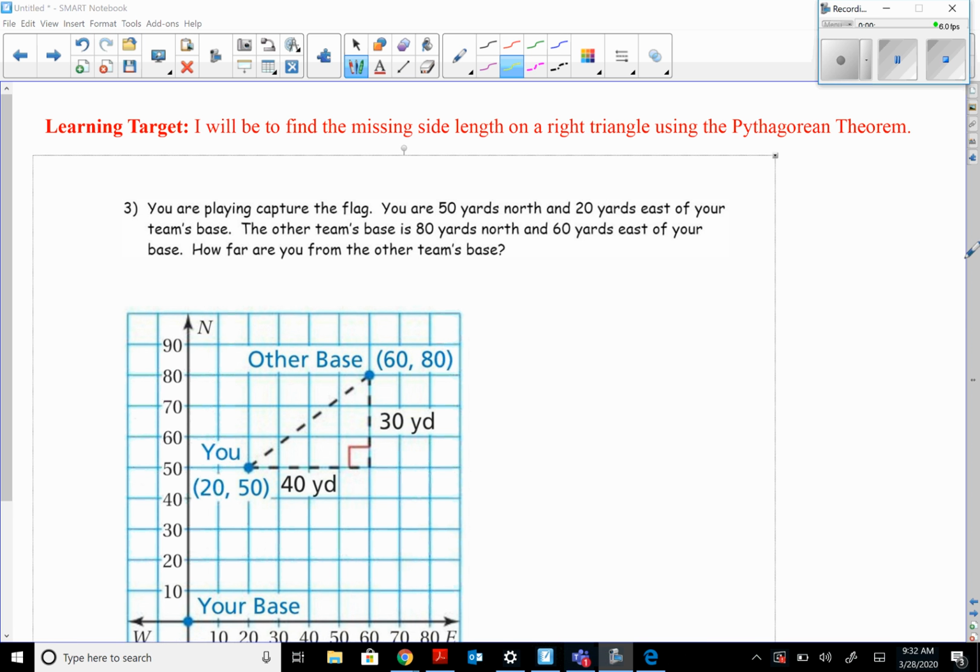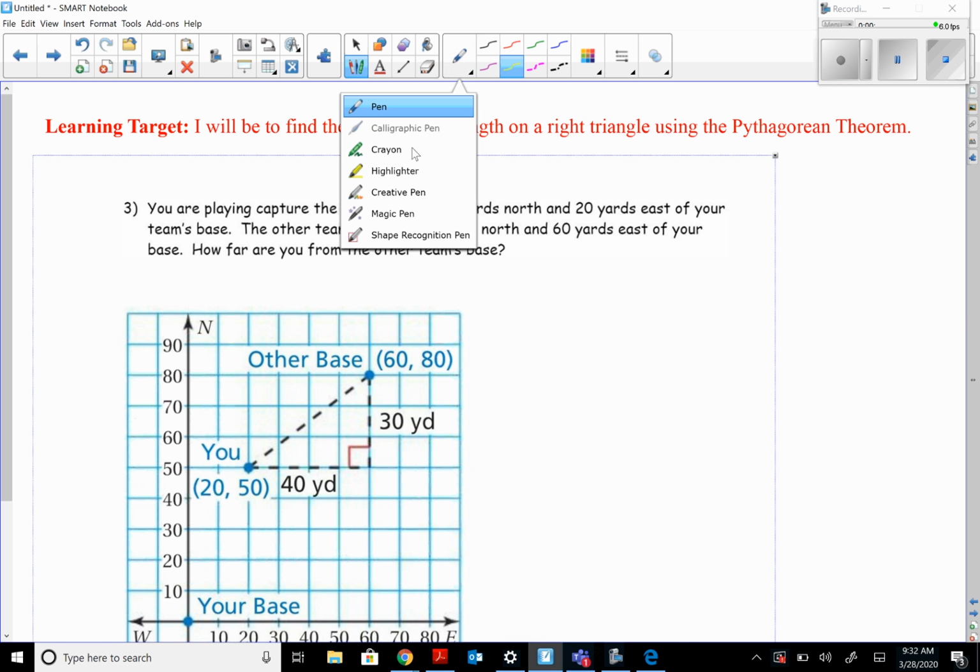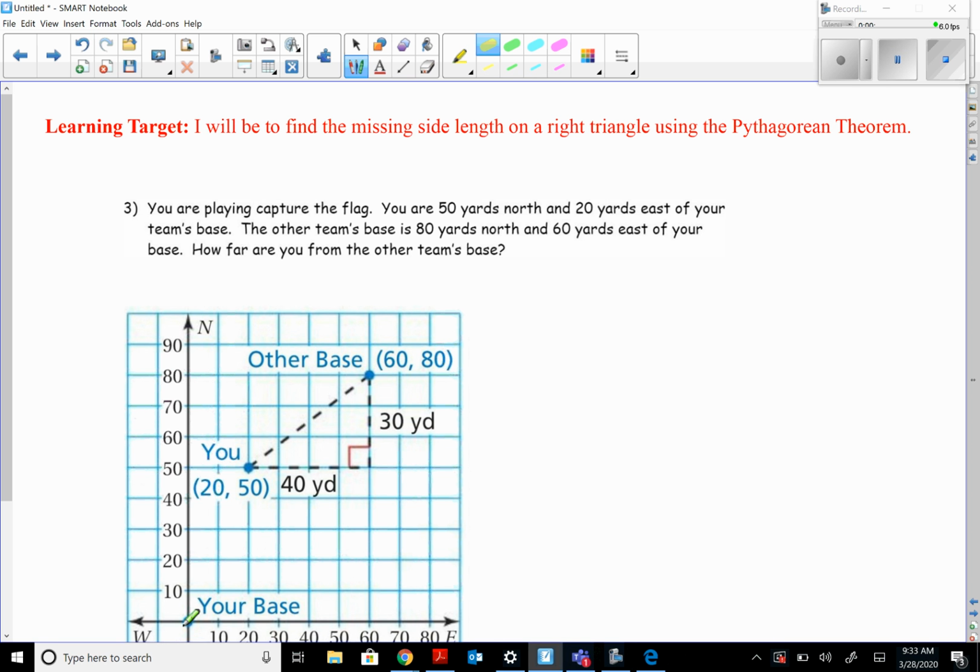You're playing capture the flag. You're 50 yards north and 20 yards east of your team's base. So this has been put on a coordinate plane, and you can see that the base is the origin of the coordinate plane. And there you are, which is 50 yards north. So count up 50, and then to the right 20 yards. That's where you're located in terms of the base.